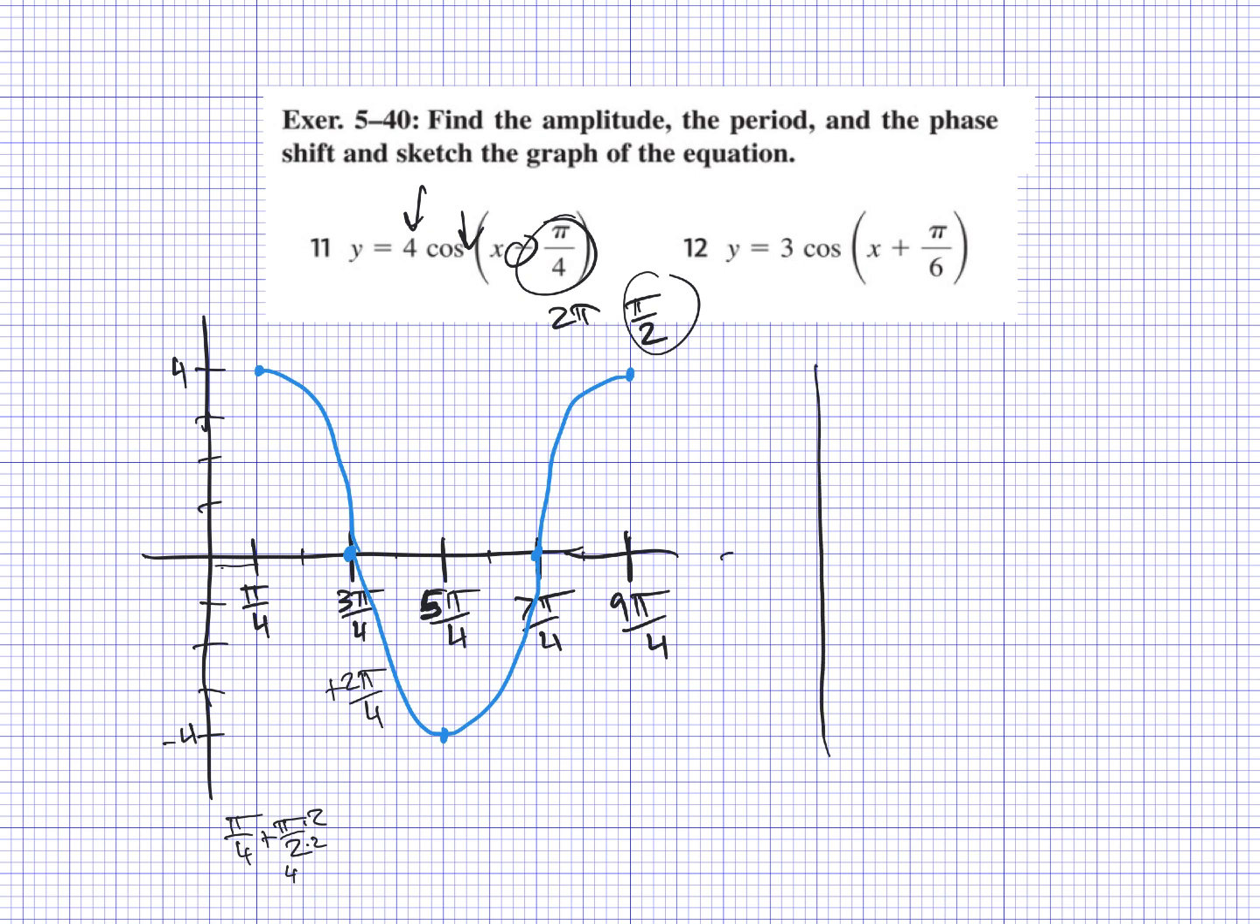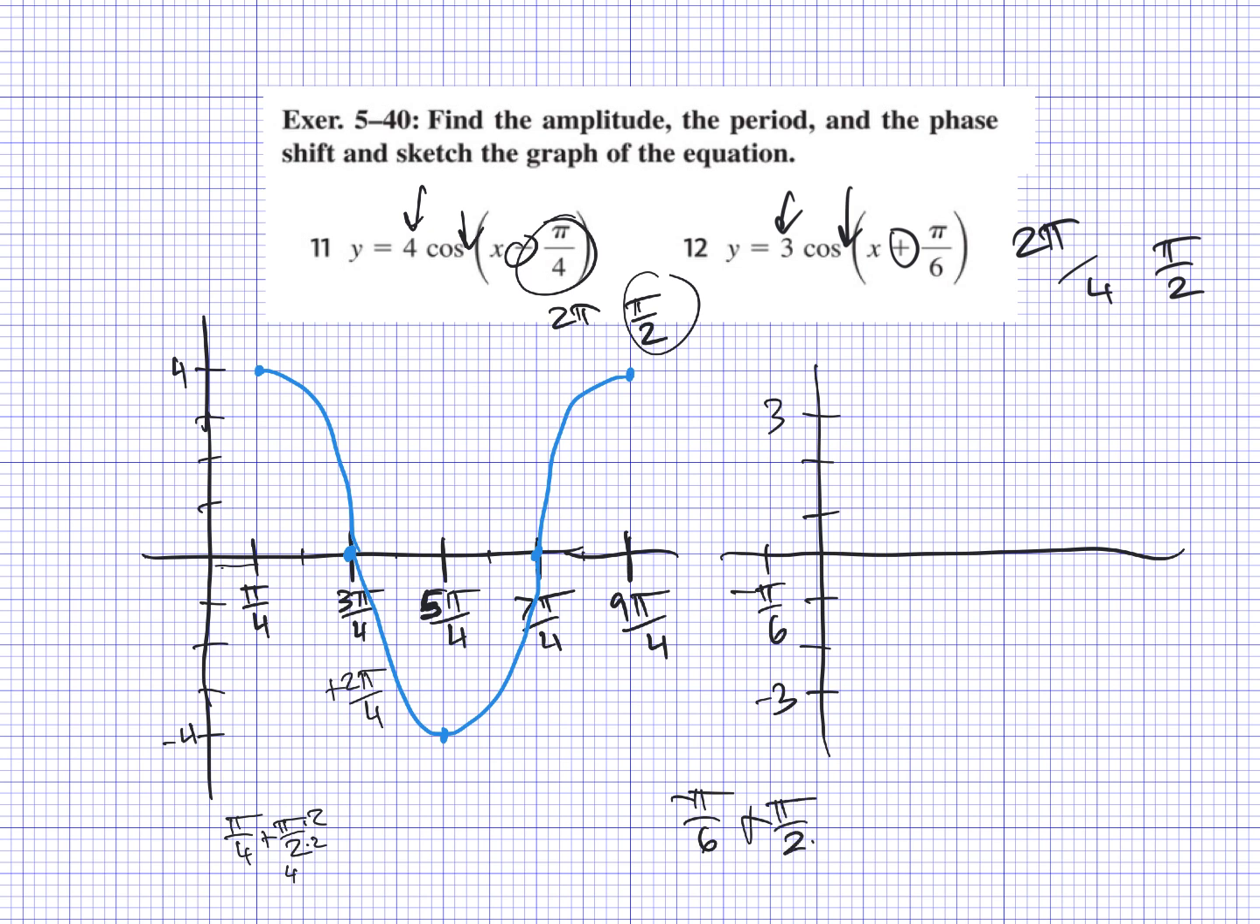Shifting to the left by pi over 6, we'll call this negative pi over 6. Amplitude is 3. 1, 2, 3. 1, 2, 3. So we're starting at negative pi over 6, and b is 1, so it's still 2 pi. So we divide it by 4, and we're still adding pi over 2. So we need it to be a 6, so we're going to be adding 3 pi over 6 to everything.